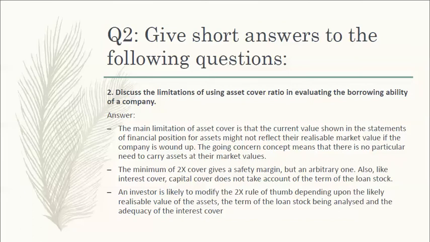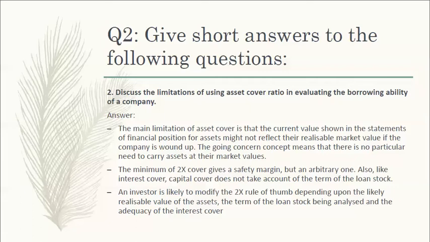Second question, discuss the limitation of using asset cover ratio in evaluating the borrowing ability of the company. The answer here: the main limitation of asset cover is that the current value shown in the statement of financial position for assets might not reflect their realizable market value if the company is wound up. The going concern concept means that there is no particular need to carry assets at their market values.